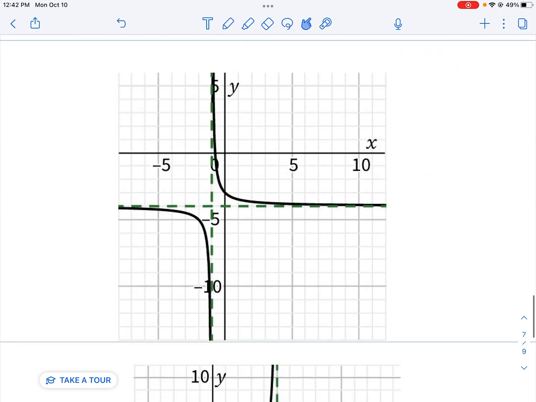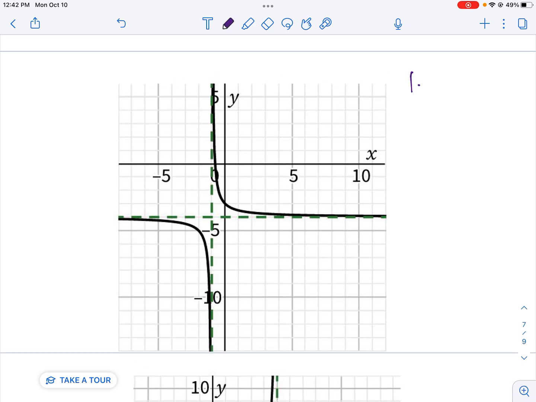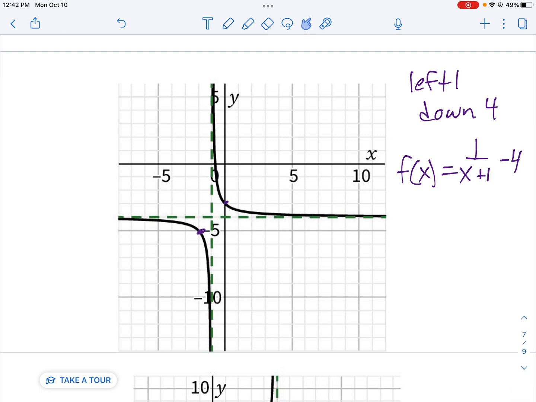So let's take a look at this next one. What happened here? Well, it moved to the left 1 and down 4. And it looks like those anchor points are still right there, like over 1, up 1, backwards, down. So those haven't moved at all. So they've all moved to the left 1 and down 4. So what would our equation here be? To the left 1, we'd have x plus 1. And then we have down 4, minus 4.